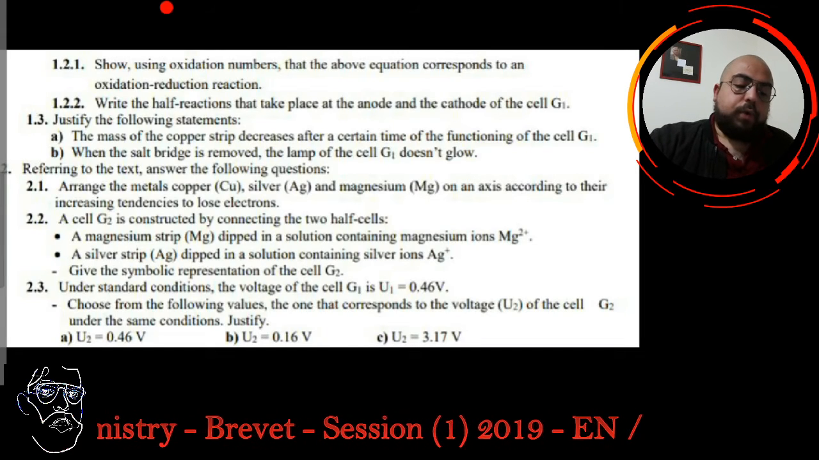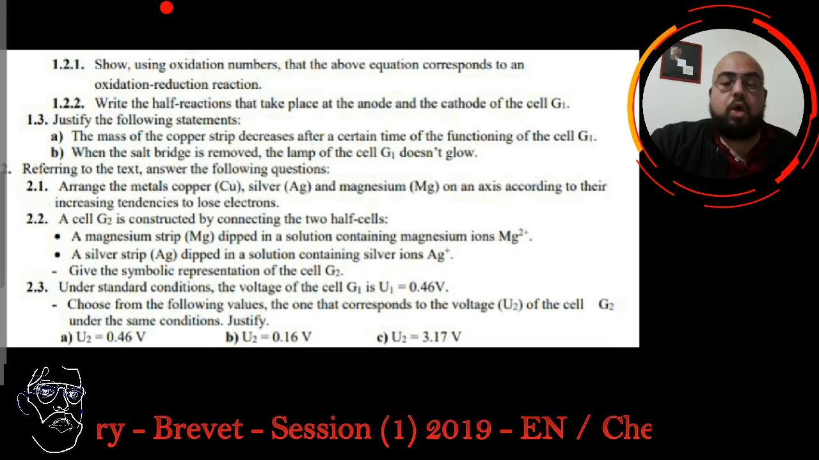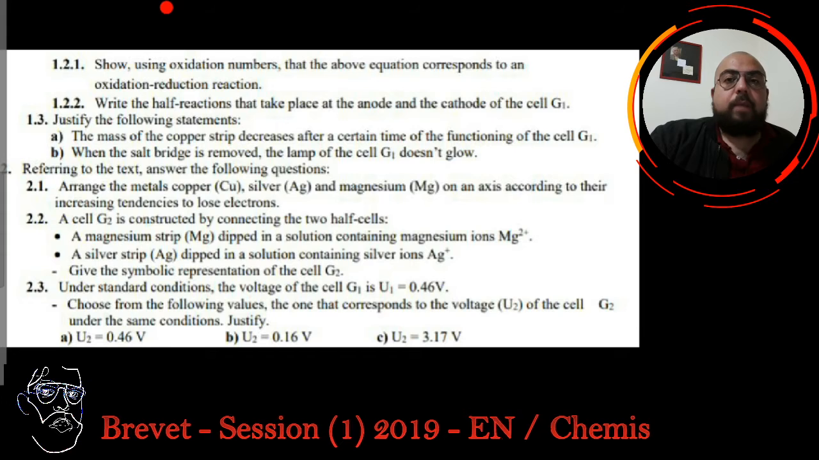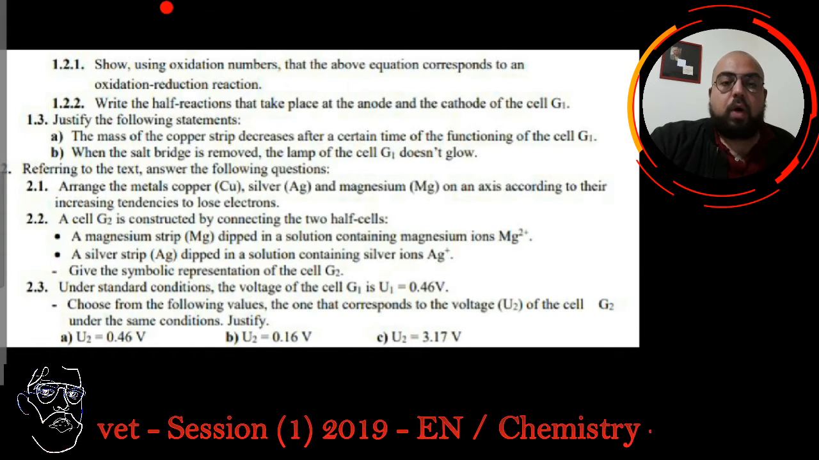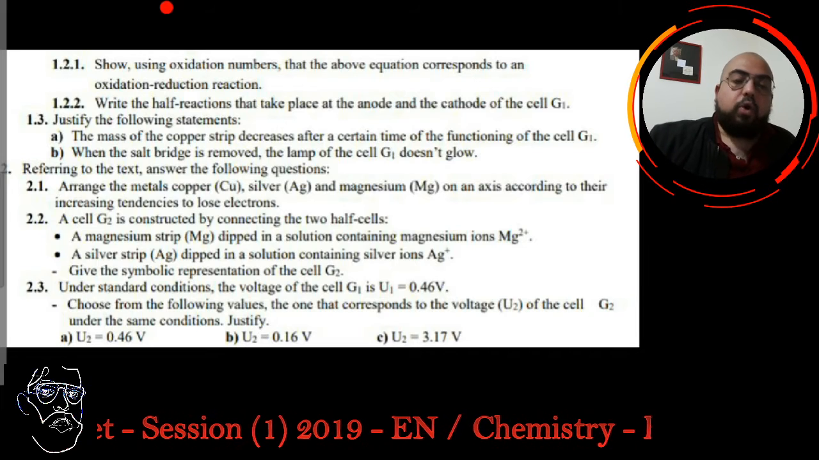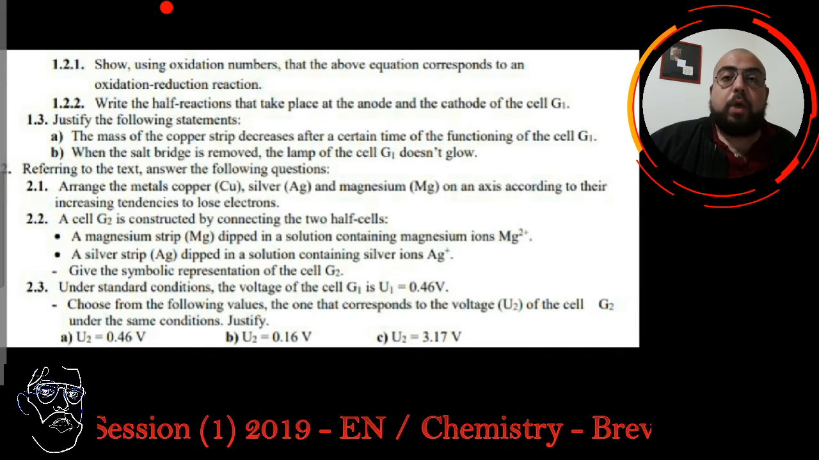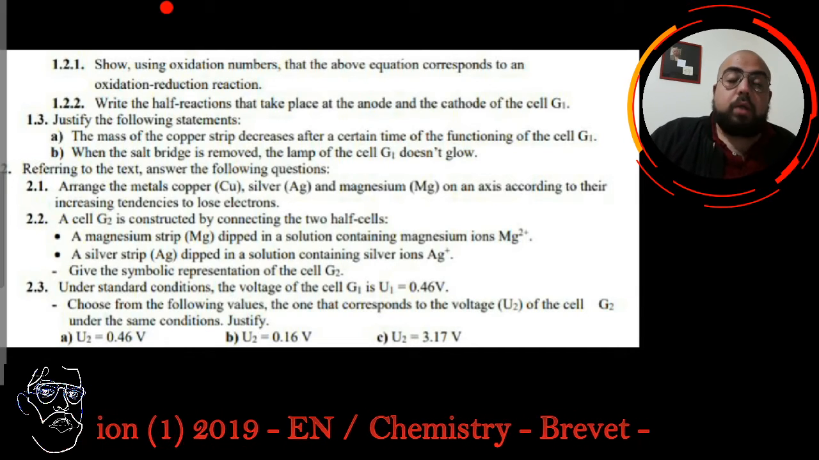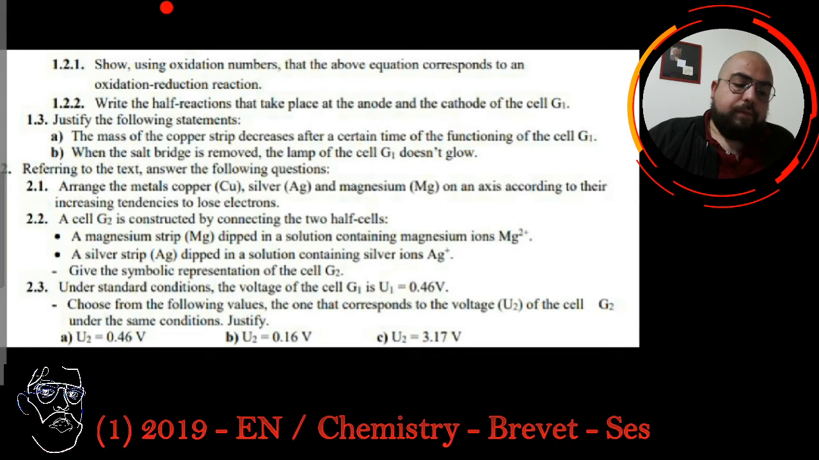When the salt bridge is removed, the lamp of the cell G1 doesn't glow. It's very simple. The salt bridge helps to have a closed circuit in this cell G1. So whenever the salt bridge is removed, the circuit will be open, so the lamp of the cell G1 won't glow. So this is for this part.